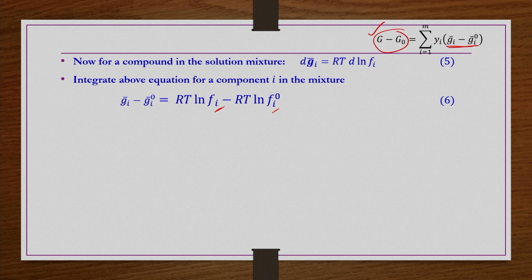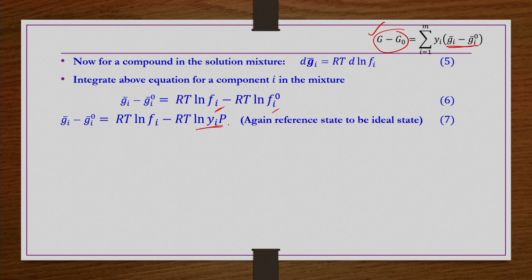And for one equation we cannot have two different reference states. So here also we have to take the reference state as an ideal gas at low pressure and a certain temperature T. If that is the case, then for an ideal gas mixture the fugacity of the ith component in the mixture is nothing but the partial pressure of that component. That means fi naught is nothing but yiP. So we substitute that here. Now we know G minus G naught, and we also know Gi bar minus Gi bar naught, so we can substitute them in this equation and then simplify.